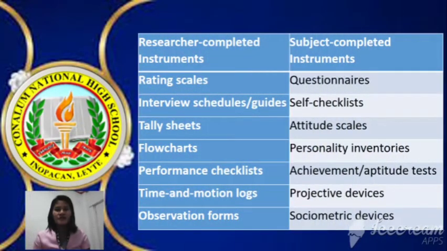So what are the samples of research instrument? And where can we get this data? So these are rating scales, interview, questionnaires, checklists, attitude scales, tally sheets, flowcharts. So you can read all of the samples presented in my PowerPoint presentations, all the research instrument that will be used for your research study.